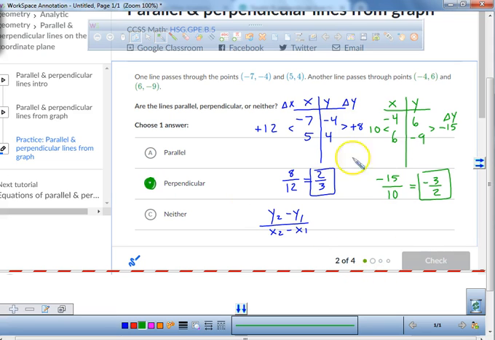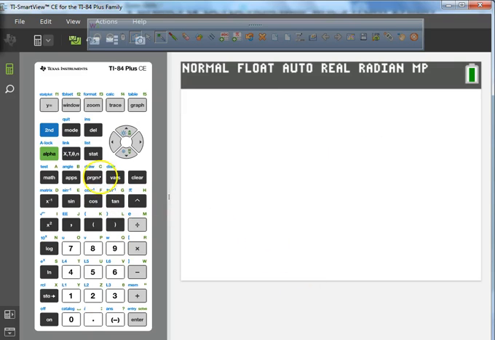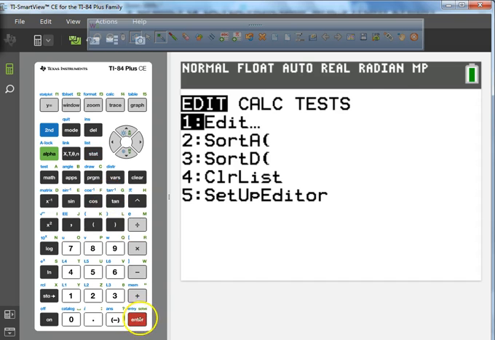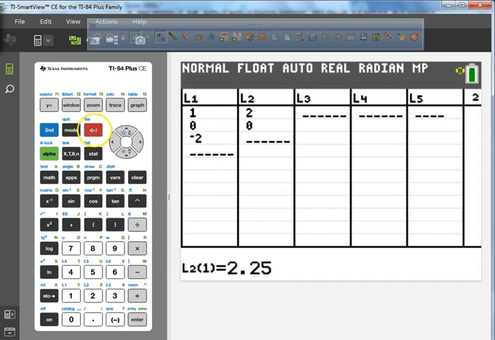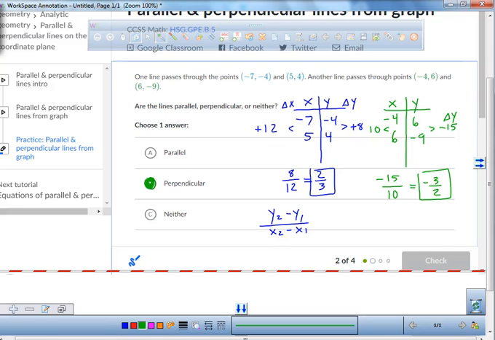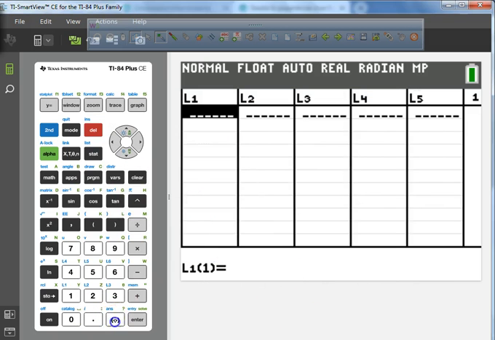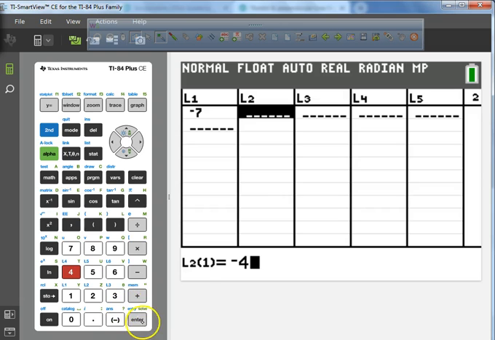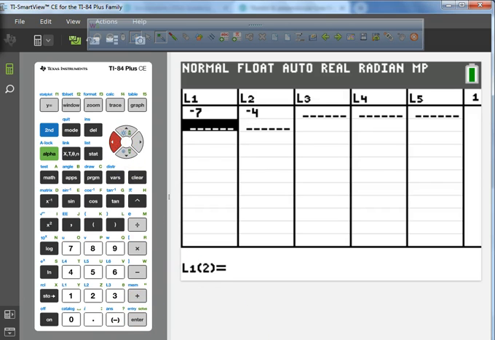Now you have technology that you can use to check the slope. We're going to do it with the graphing calculator. If you ever want to find a slope in the graphing calculator, hit Stat, Edit. I'm going to delete these ordered pairs out of here. L1 is your x value, L2 is your y value. So I could type in a -7, -4, and a 5 and a 4.